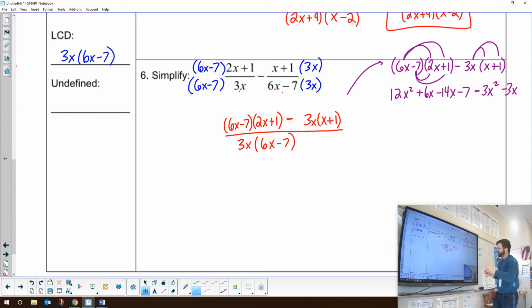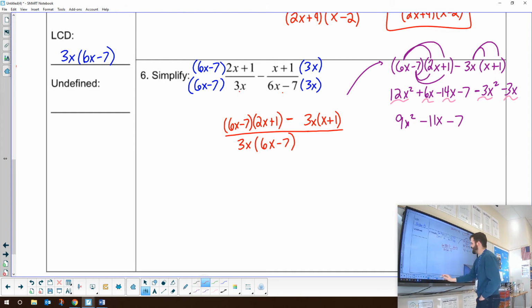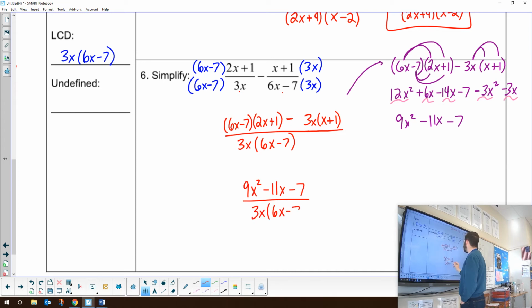Now we're just going to combine like terms. So 12x squared and negative 3x squared is going to be 9x squared. 6x, negative 14x, and negative 3x are going to combine to be negative 11x. And then I just have this negative 7 left over. So this is going to go back as the top of my fraction, 9x squared minus 11x minus 7 over 3x times 6x minus 7.